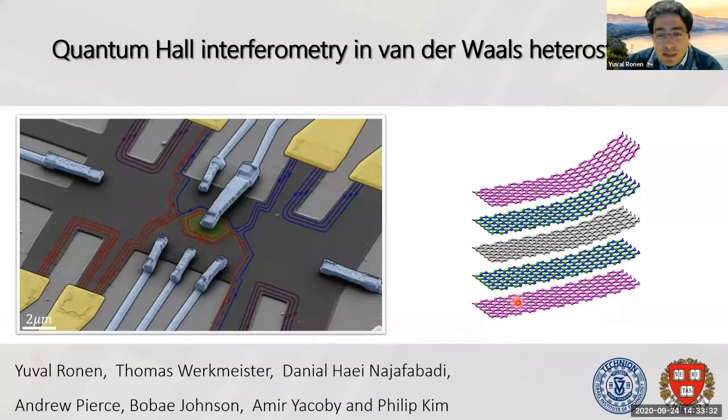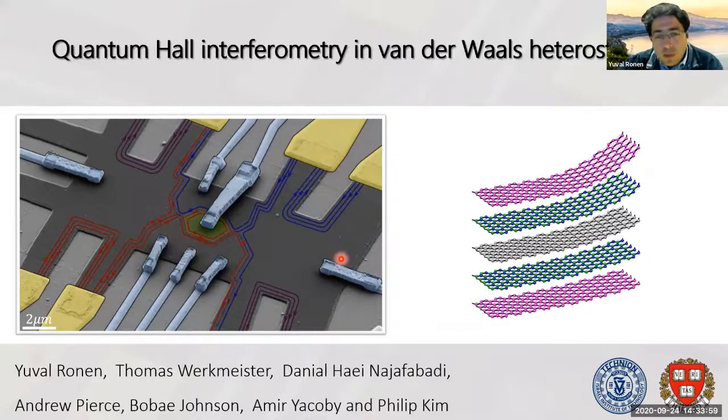Okay, so on the right side you can see an illustration of the van der Waals layers that we are using, and I'll talk about it as we continue. And on the left, you can see one of the devices that we measured. It's a colored SEM image of the device, and you can also see the edge structure of the quantum Hall effect, and it basically encapsulates the interference in the quantum Hall effect that I'm going to talk about.